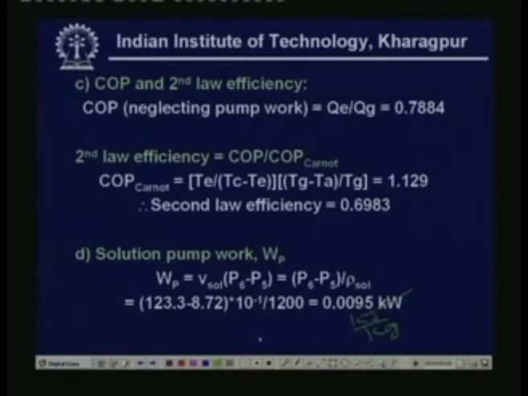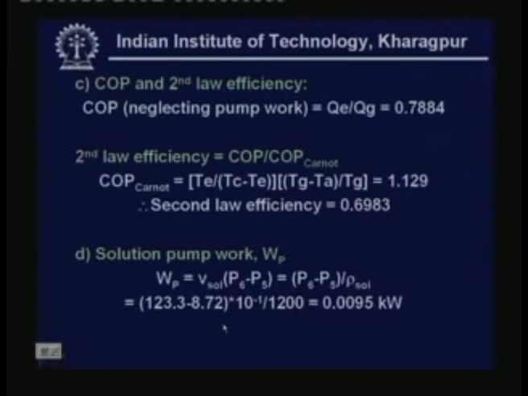If you want to find out the actual work input, you have to multiply this. So, the actual work input W is Wp into the weak solution flow rate. Okay, you multiply that into the weak solution flow rate. You will find that the weak solution flow rate is about 1 kg per second. Okay, so you will find that this is almost equal to 0.01 kilowatt. Okay, which is really negligible.